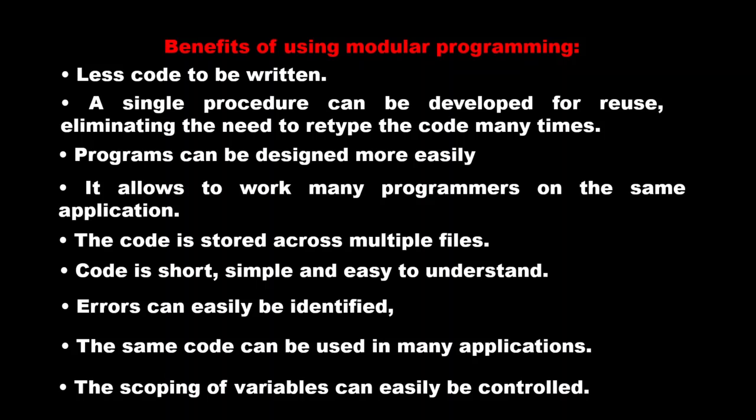The scoping of variables can easily be controlled. So we are studying the lesson on scope or scoping. How do we scope a variable? Controlling the usage of variables in the program is very easy. There is no need of getting into trouble while scoping the variable. It can be easily controlled.